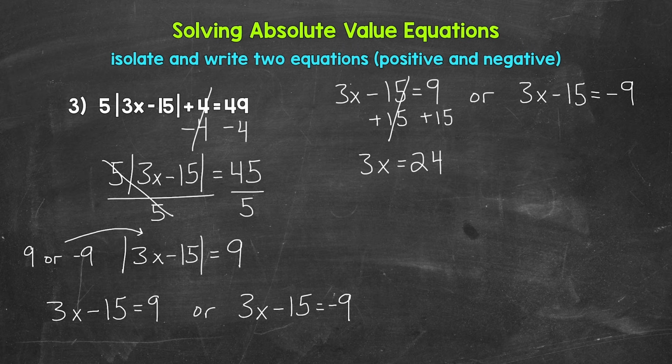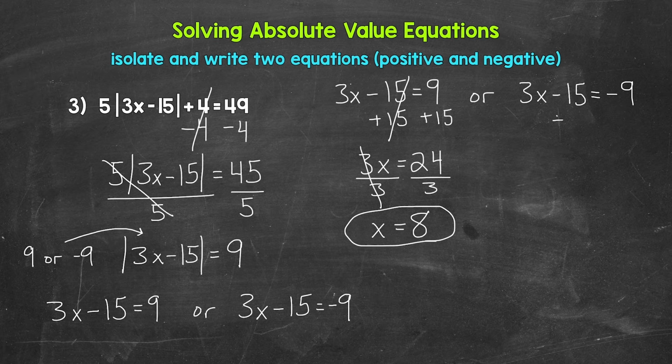Let's isolate the variable of x by dividing the left side of the equation by 3. That means we need to divide the right side by 3 as well. These 3's cancel each other out. X is now isolated, so we have x equals, and then on the right side, 24 divided by 3 gives us 8. So x equals 8.